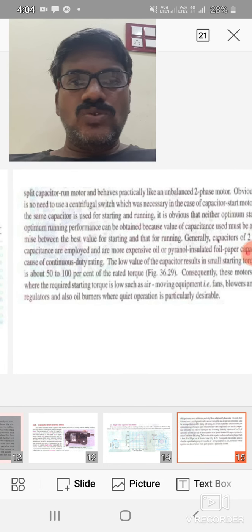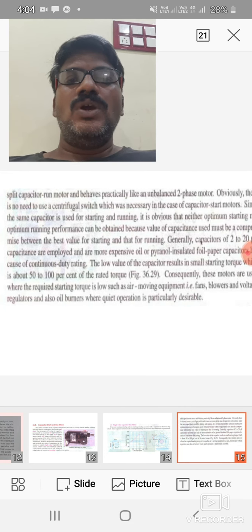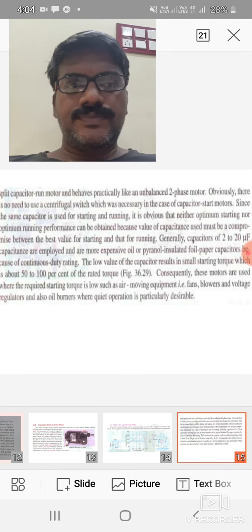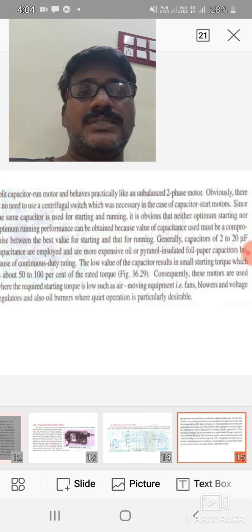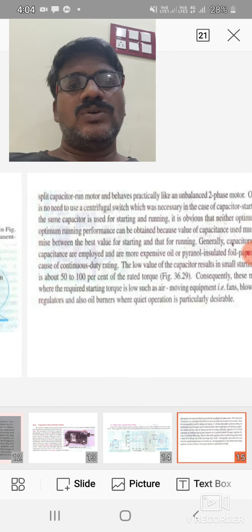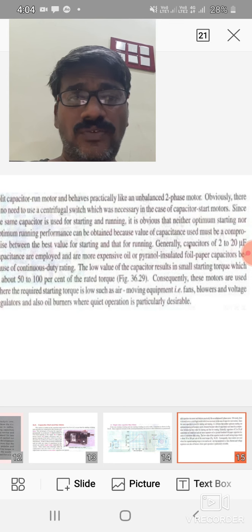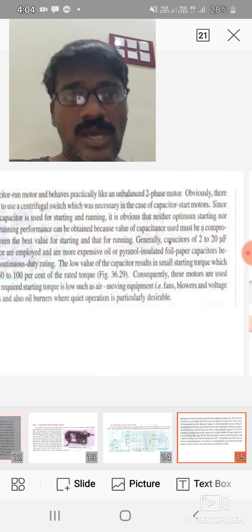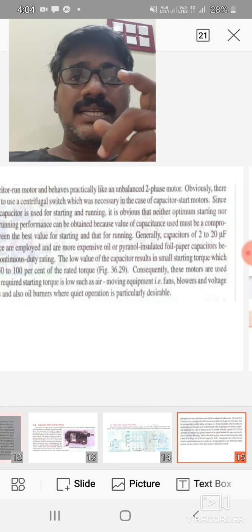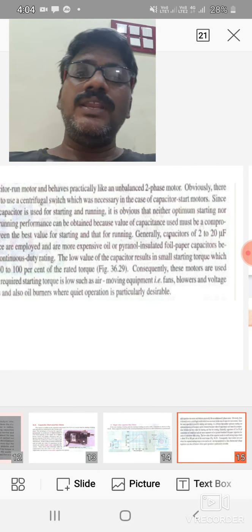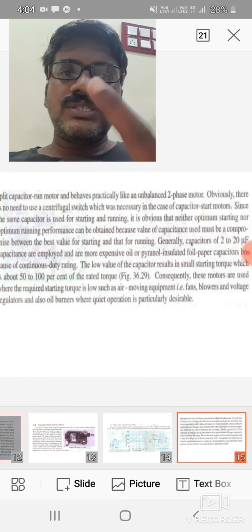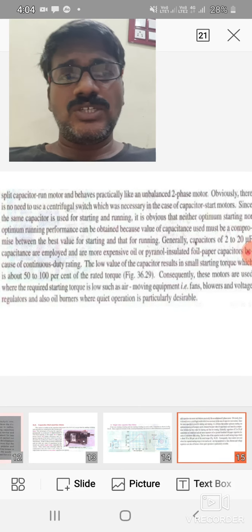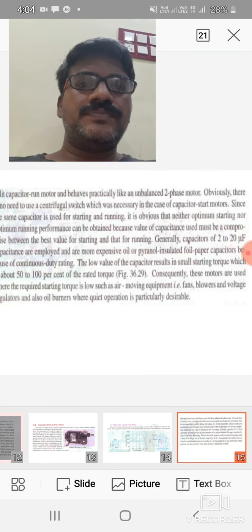So obviously there is no need to use a centrifugal switch, which was necessary in the case of a capacitor start motor. In a capacitor start motor, you have to disconnect the capacitor. That's why we need a centrifugal switch. But in this case, obviously we don't need a centrifugal switch, because the capacitor is permanently connected to the circuit.